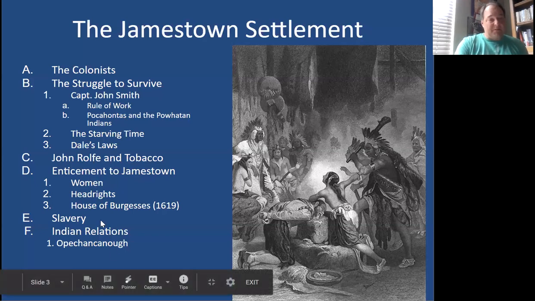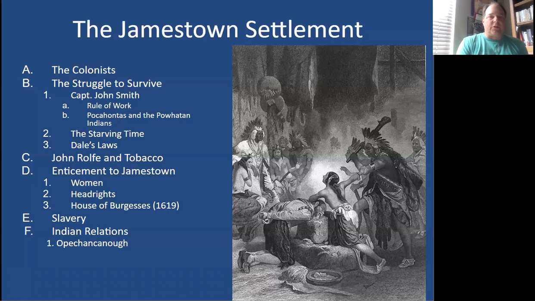Now, at the same time, 1619 is important in Jamestown because it's also the same year the first Africans came to the colony. Now, there's some debate about this among historians. Were these first Africans permanent slaves, or were they just like indentured servants? They certainly stood out because they looked different. It was easy to identify these indentured servants from any other.